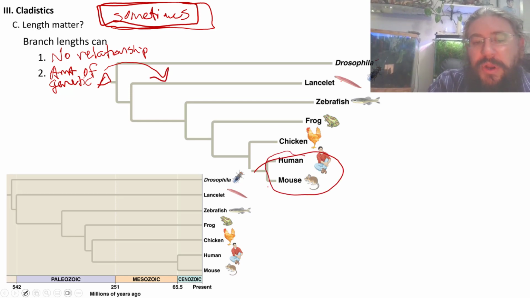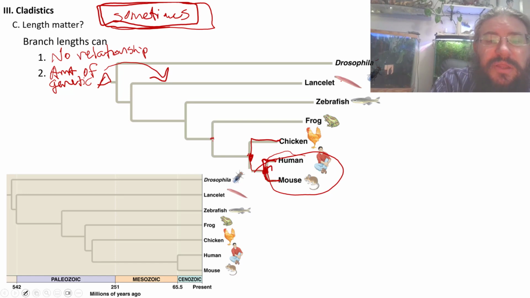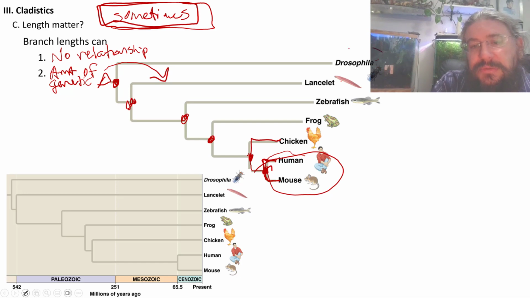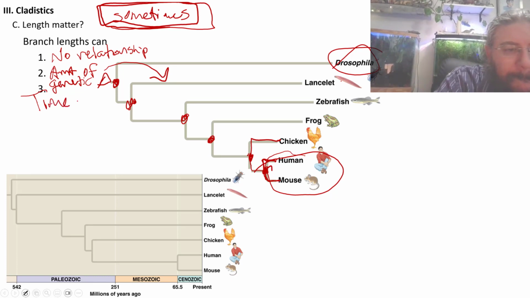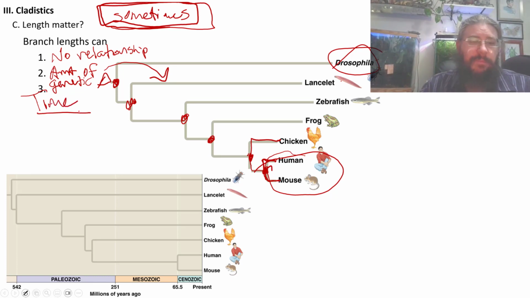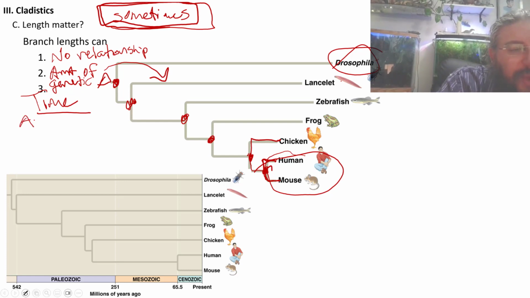Humans and mice are much more closely related genetically than they are to chickens. So the branches here, the length before we get our node that separates humans and mice, is very short compared to how far back we have to go in order to get to the node that separates humans from chickens, compared to the node that separates humans from frogs, humans from zebrafish, humans from lancelets, humans from crustaceans. Fruit flies. Insects or crustaceans. And then three, your branch lengths could indicate time. In other words, appearance in the fossil record.